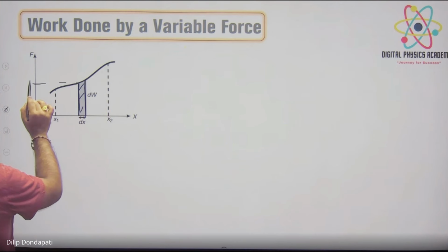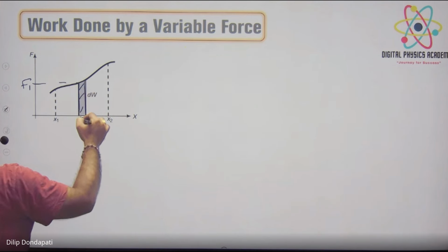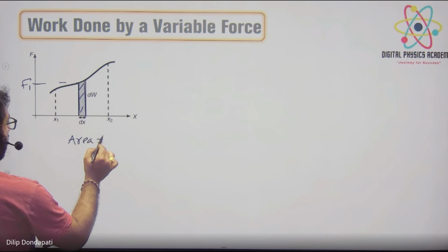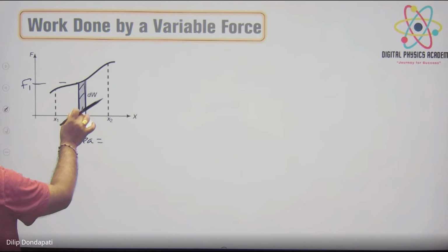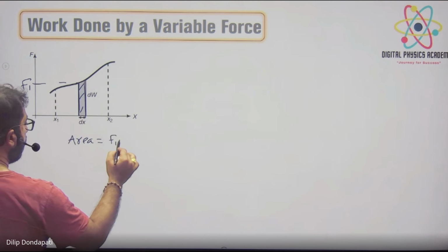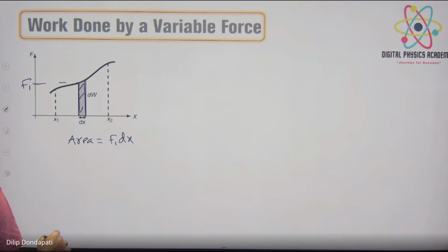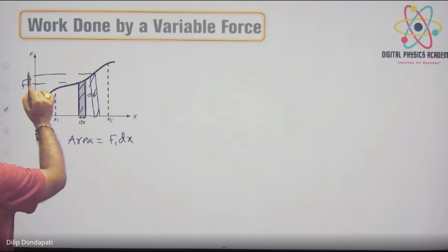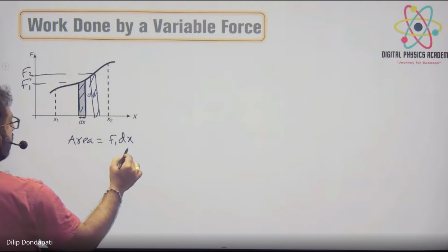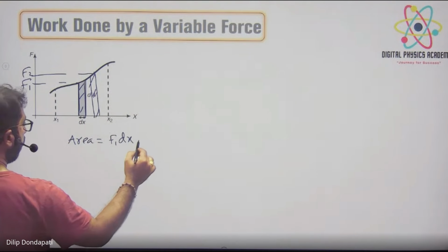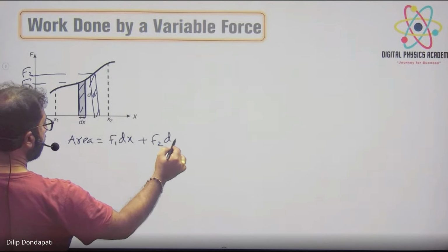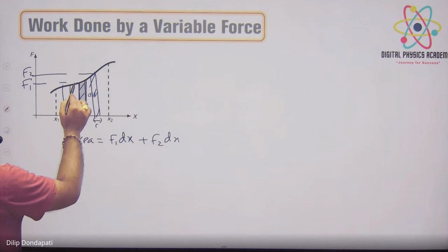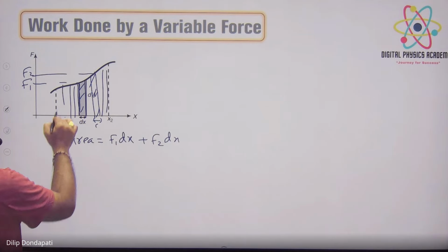Its corresponding force is f1. So we are trying to find the area of that strip. Area of the first strip is length into breadth, right? f1 into dx. And similarly I cut a second strip, with force f2. So the work done will be f2 into dx, because dx is the same. Length into breadth, right? So by cutting and adding all the areas, this is the total area, right?